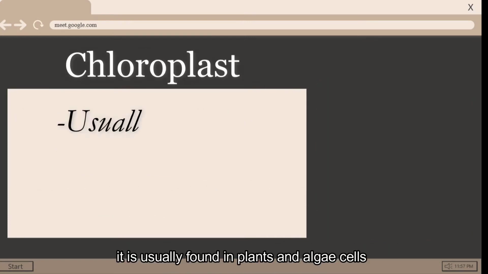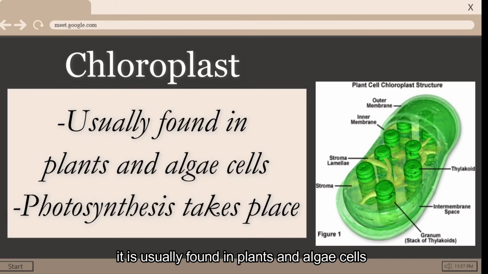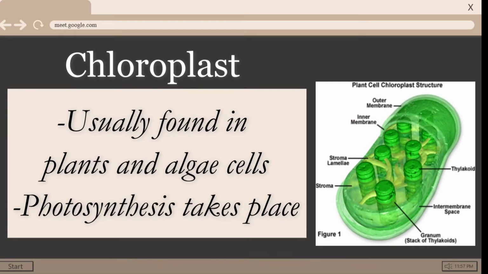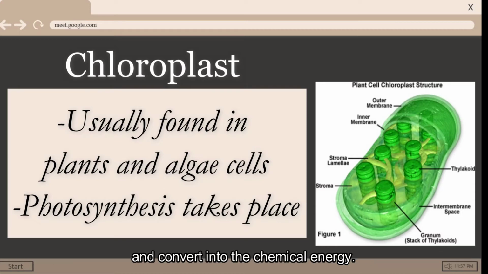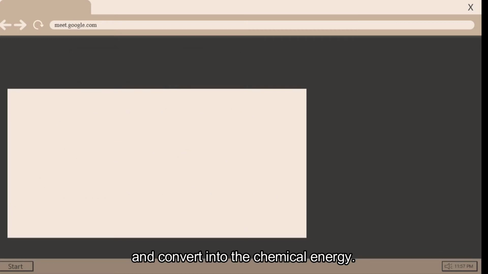Chloroplast. It is usually found in plant and algae cells, where photosynthesis takes place. Its function is to produce and store food. The chloroplast contains the green chlorophyll that traps the energy of sunlight and converts it into chemical energy.